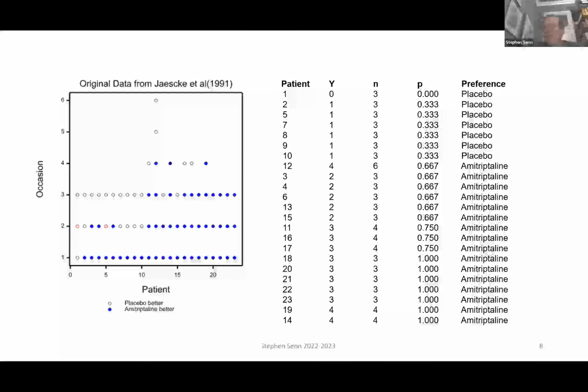And so these are basically the proportions that you have. But what's also important, in addition to the proportions, I suppose, is the number of occasions which are studied. You could, in theory, have had a proportion of 0.5, although this was never observed here, in which you'd had 2 out of 4 or 3 out of 6 preferences for amitriptyline.